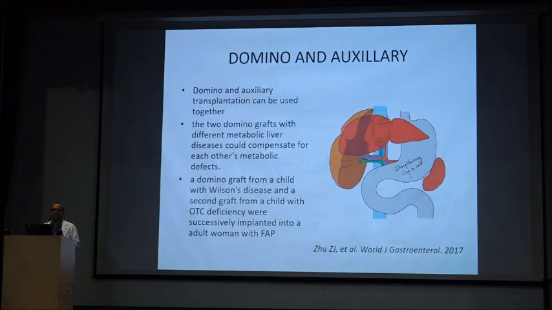Domino and auxiliary is another interesting case, which was first described in 2017. Then a series was described showing that domino and auxiliary transplantation can be used together. Two domino grafts with different metabolic liver diseases could compensate for each other's metabolic defect. A domino graft from a child with Wilson's disease and a second graft from a child with OTC deficiency were successively implanted into an adult woman with FAP, and the authors reported almost 4 years of asymptomatic follow-up.